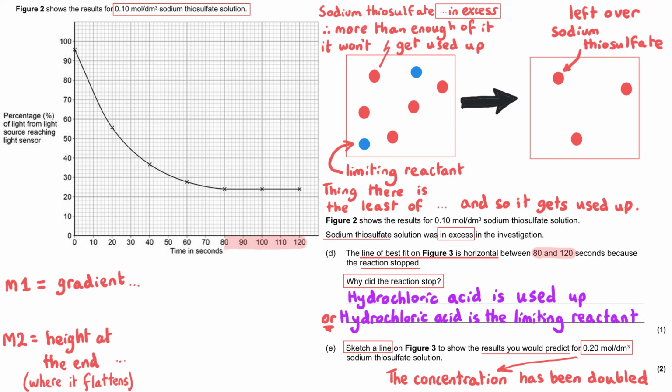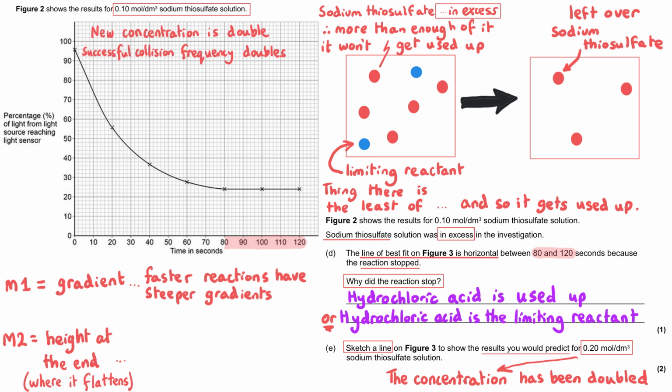And the gradient is determined by how fast this reaction is. So let's look at that first. If the concentration is twice as big, the frequency of successful collisions will be twice the number, and therefore the gradient will be twice as steep because the rate of reaction will be twice as fast. Now, for a question like this, they don't need the gradient to be precisely twice as steep. They actually just need it to start at the same place and to be steeper than the original line.